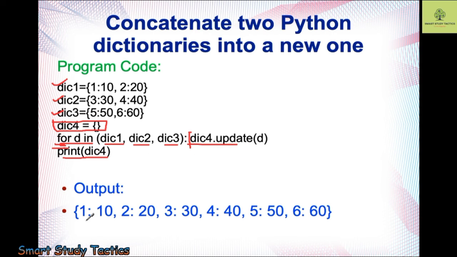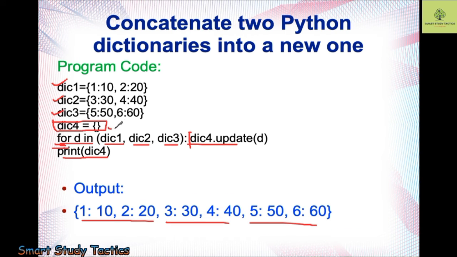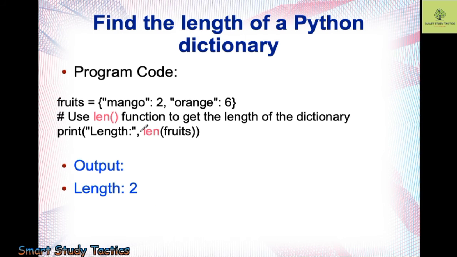So what will happen? It will accept 1 and 2, 3 and 4, 5 and 6, and because the fourth is empty, the fourth is accepting all the values. I am printing the 4th. This is accepting the values. Okay. Now the next one, find the length of a dictionary. The len function is always used to calculate the length. So if I calculate the length, you can see two values are there, meaning two keys are there, so it will give you the output 2.